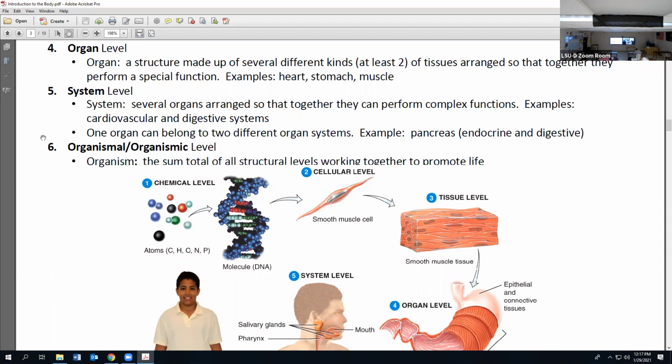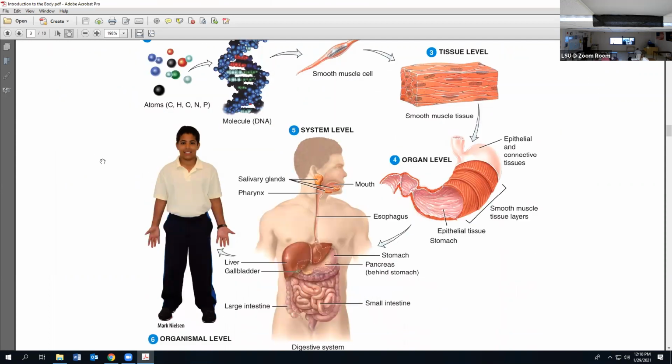Okay. Each of those organs belongs to at least one of our systems. A system is defined as several organs arranged so that together they can perform complex functions. In our figure here at the bottom, we show all the different organs that make up our digestive system. And that's what we do after we get through these first lectures, and this is how we attack the class: we build up to the point where we're going to start talking about organs, and we go system by system.